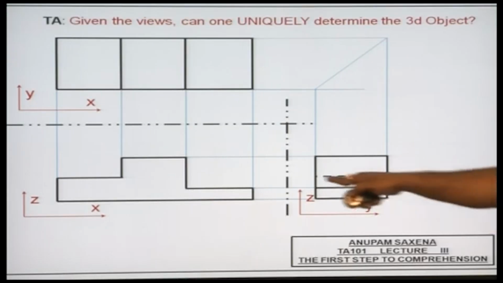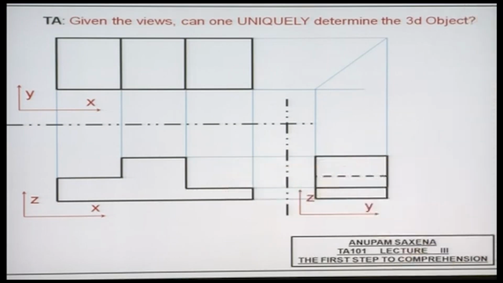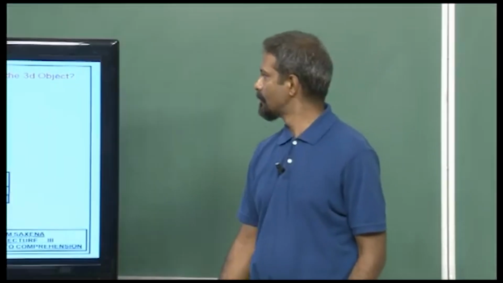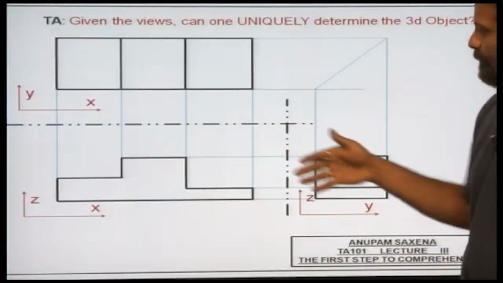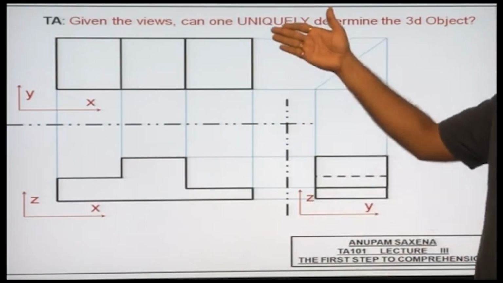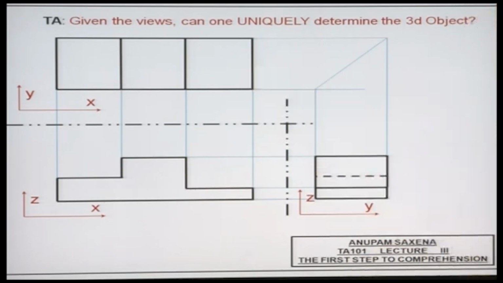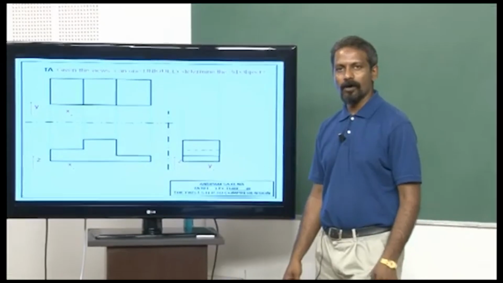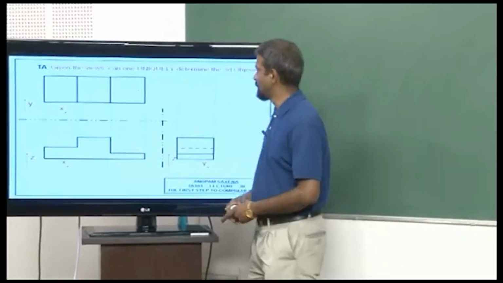So given the views, so by the way, I make a lot of mistakes, so there's this projection line which is missing over here. Anyways, so think and analyze, there's a question for you. Given the views, can one uniquely determine a three-dimensional object? For you to answer. And a related question, do I need to have all the three views to be able to uniquely represent a three-dimensional object, or in all cases, or perhaps in some cases only two views would be adequate?